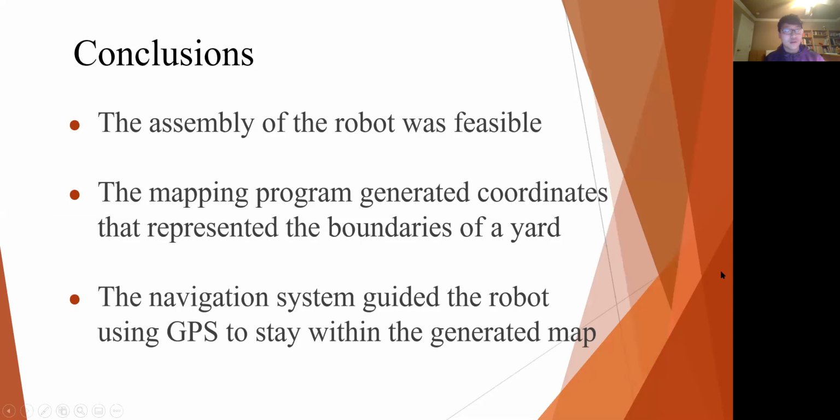So conclusions: the assembly of the robot was successful and it was able to mow, and the mapping program was able to generate coordinates that could represent boundaries of your yard. And this works for any yard, you just have to create it within the mapping program. And then this navigation system was able to take the map from the mapping program, and using GPS, it would guide the robot to stay within this map.